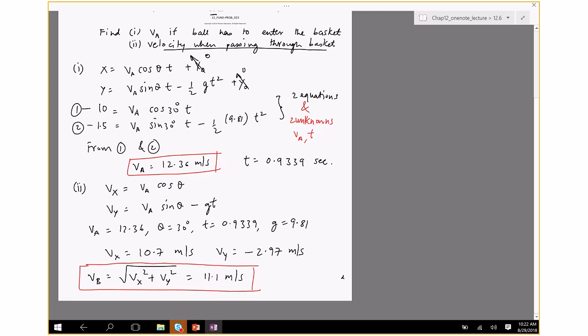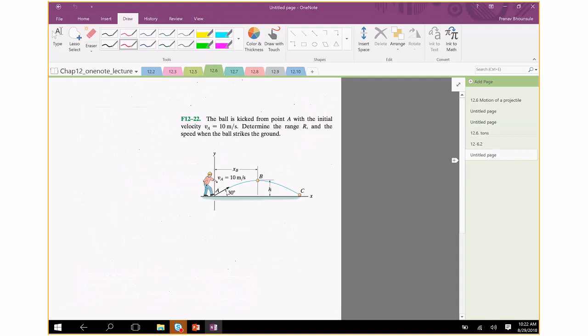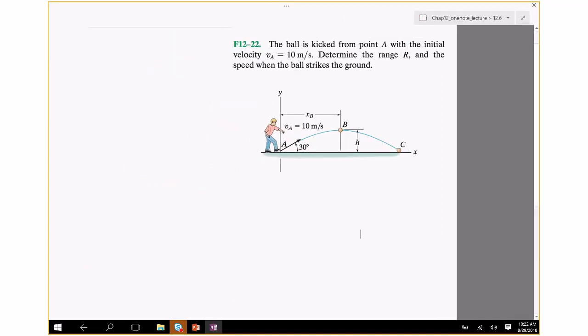Okay, so here's a question I want you to solve and poll your answers using iClicker. The ball is kicked from point A with an initial velocity of 10 meters per second. Determine the range R. They've not shown the range, but this is the range R. And the speed when the ball strikes the ground. Let's ignore the second part. So I want you to solve for range R and poll your answers. You can take gravity to be 9.81.